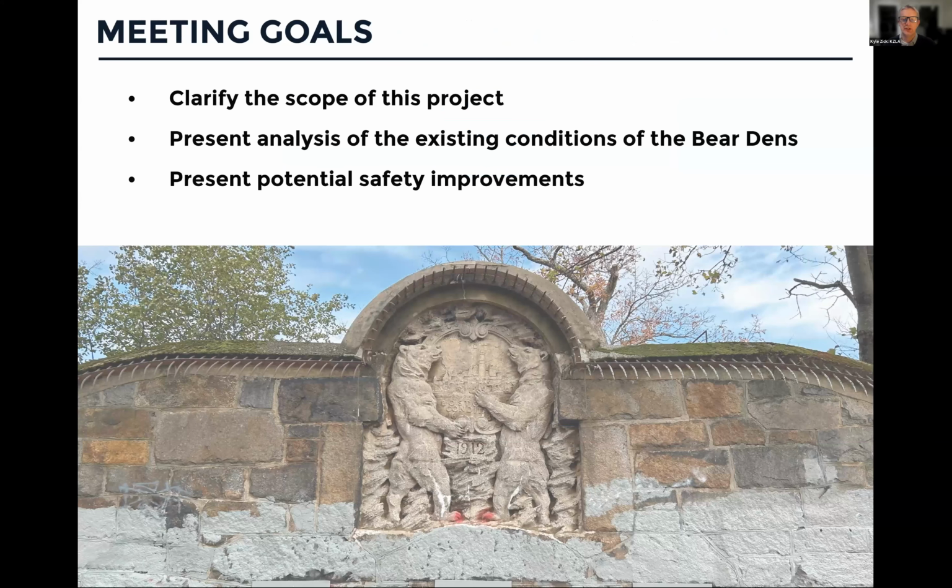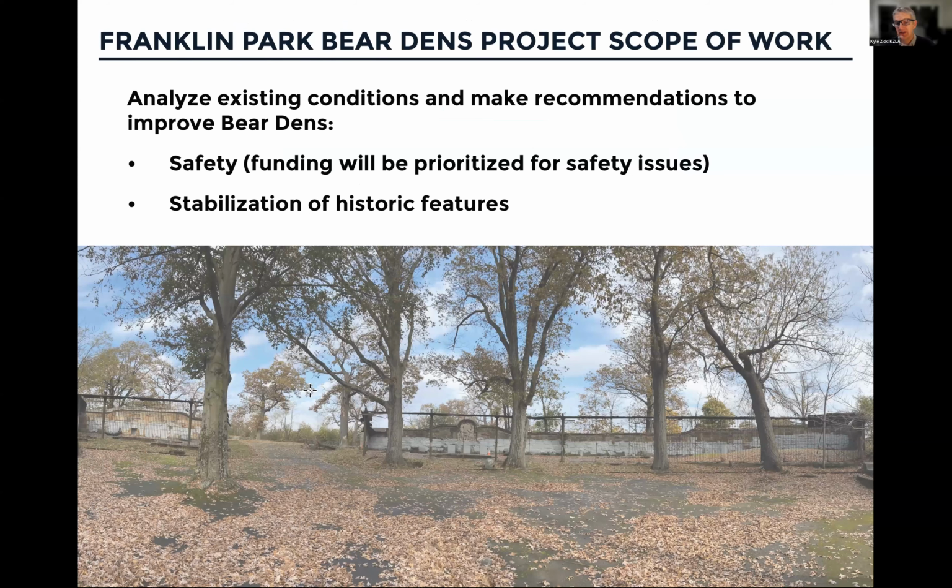So then what are the goals for this meeting? We want to make sure everyone clearly understands the scope of the project. We can present some of the existing conditions findings and talk about the potential safety improvements. And that defines a lot of what this project is about. It's about safety. So we're going to prioritize resolving any of the safety issues, and we'll clearly explain what we see those as part of this presentation tonight, and also stabilization of historic features.